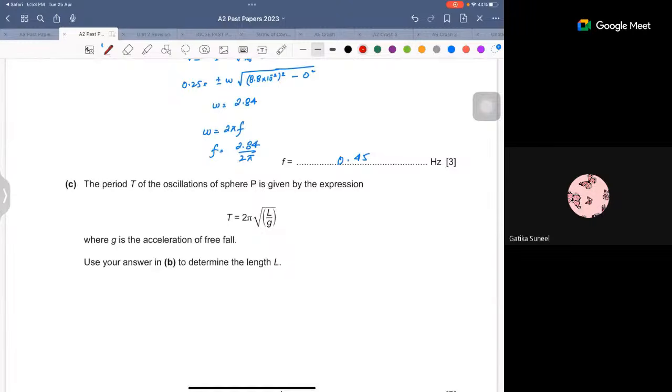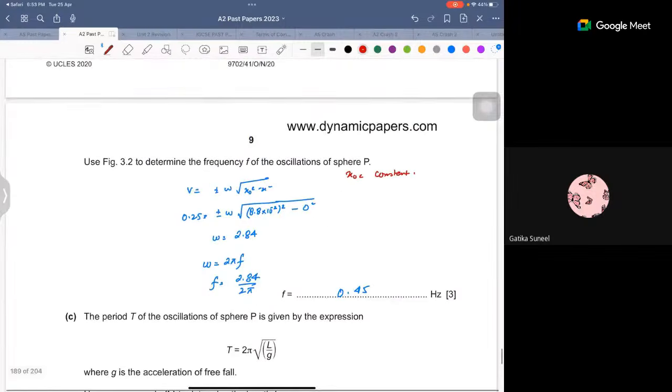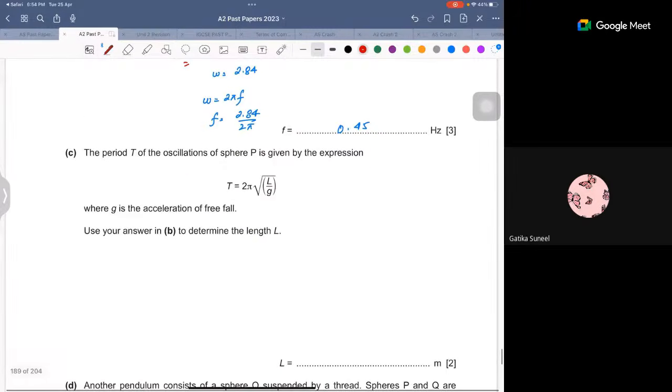In another way, you could have also used v naught equals omega x naught. That is also a way of doing this, and I think it's easier than doing this, but it's up to you. Then you would have to take the same maximum velocity. Anyway, so then it says the period of oscillations is given, determine the length. So we have the frequency, and time period is 1 upon frequency.